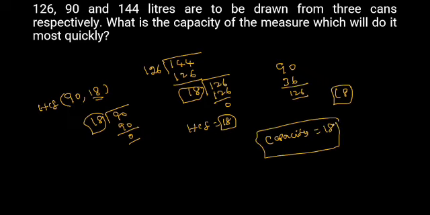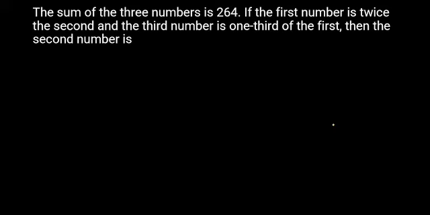Now I will go for the next one. The sum of 3 numbers is 264. Let us assume that there are 3 numbers here. Now if the first number is twice the second number, let us assume the second number is x.